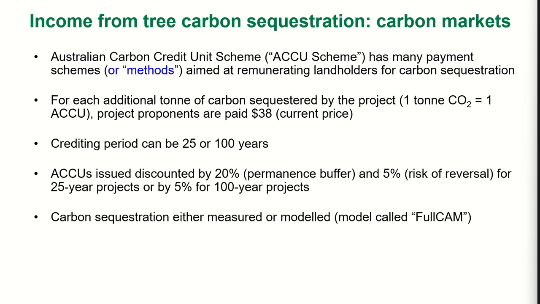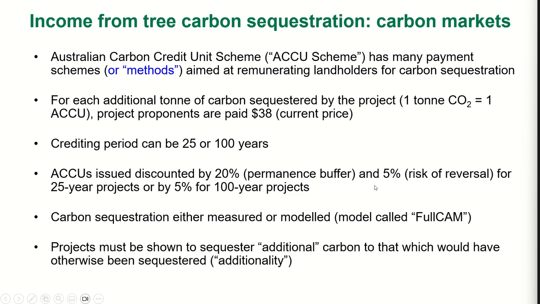So there's various discounts. One of them's a permanence buffer, the other one's a risk of reversal. So there's a 25% discount for every tonne of carbon you sequester in a 25-year project. Or if you've enrolled in a 100-year project, you receive a 5% discount. Measurement or modelling is typically done on a 5-year interval, but it can be done sooner depending on the method. And depending on the method, carbon sequestration on these 5-year intervals is either measured or modelled. And if it's modelled, it has to be done with the certified Australian government model, which is called FullCam.